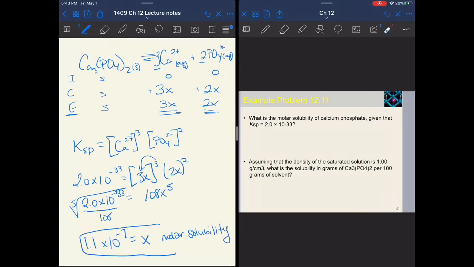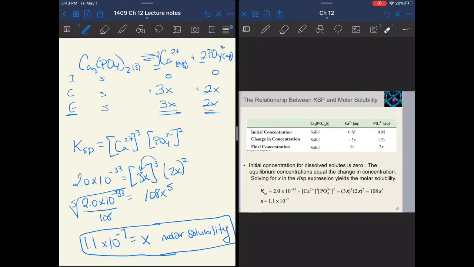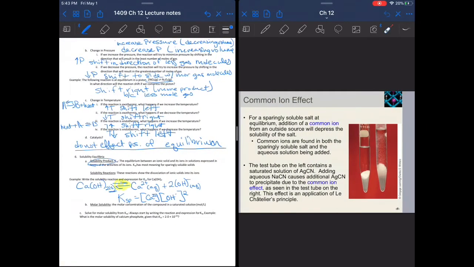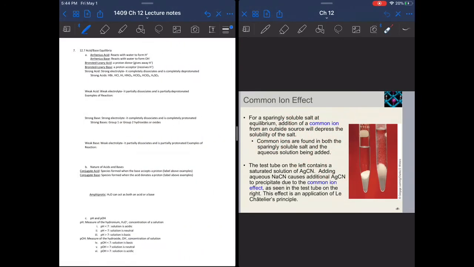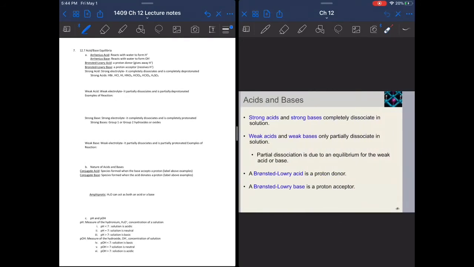This lets you know how many moles of calcium phosphate are dissolved. So you actually can stop right here and you have answered this problem. Right? And so you can see this worked out on this slide here. We are actually going to skip the common ion effect, and we're going to move straight into acid-base equilibrium, so you do not need to focus on the common ion effect for me.